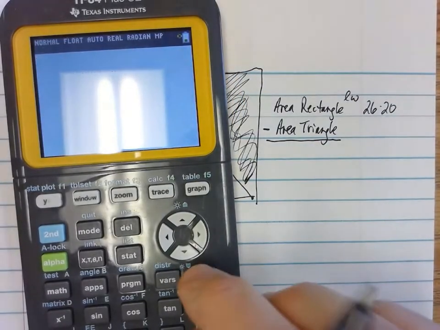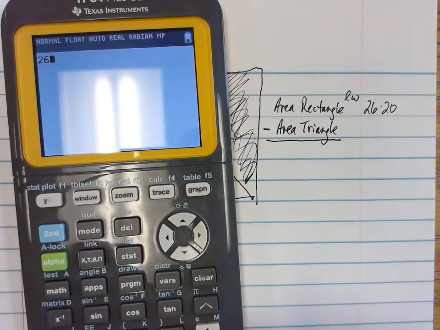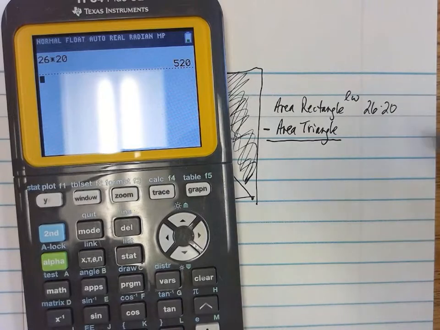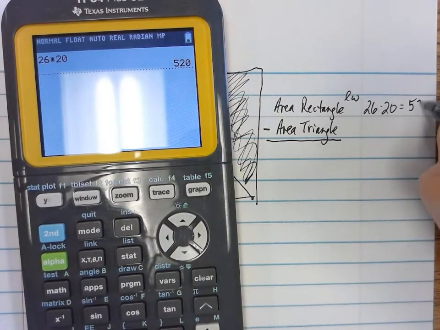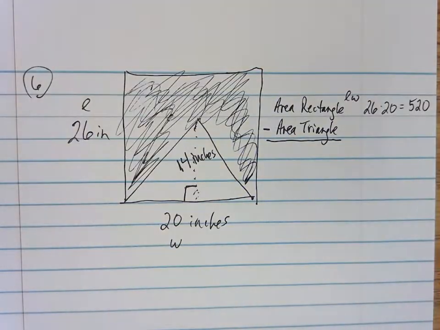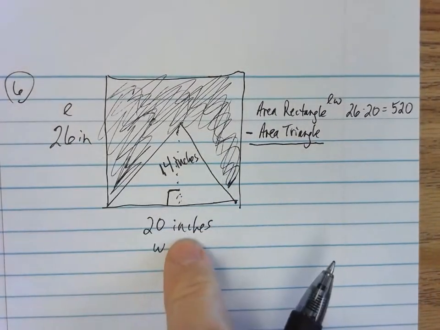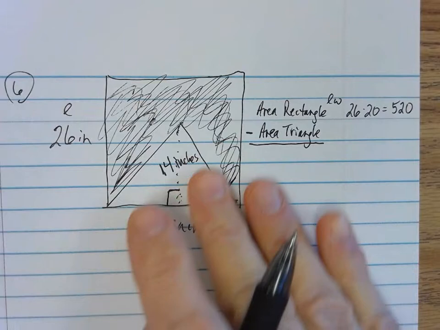So I'm going to go length times width here for this part, which is 26 times 20. Alright, so here we go, 26 times 20. Should be 520 for that. Alright. So that's easy enough, just a little length times width to get the area for the whole rectangle.